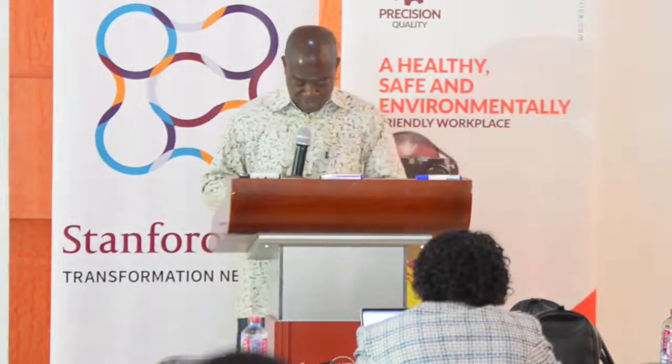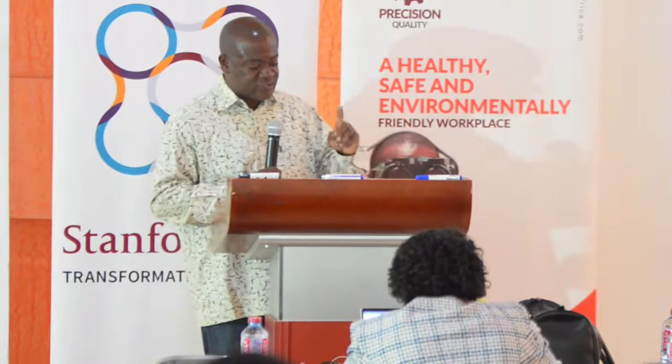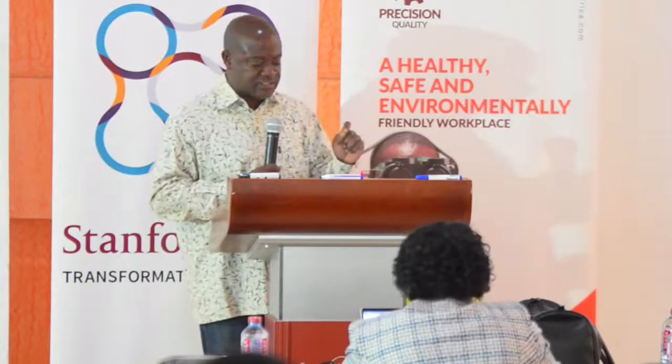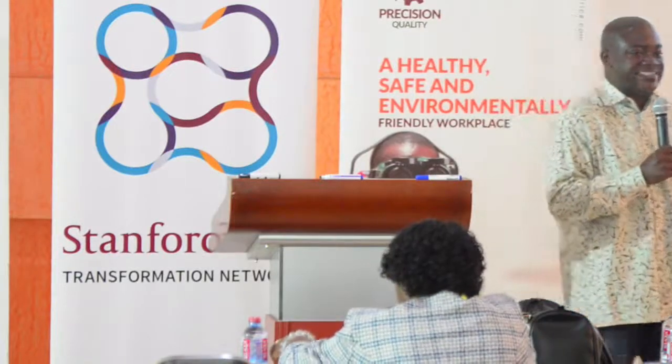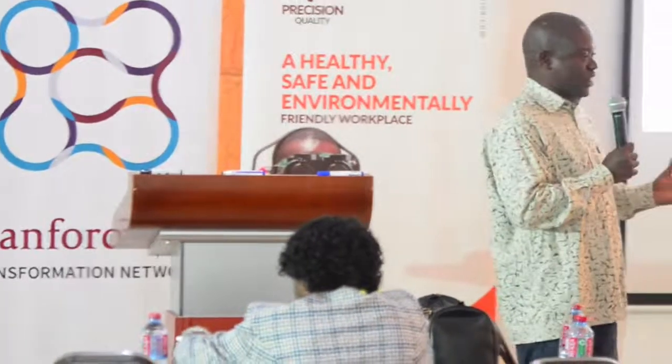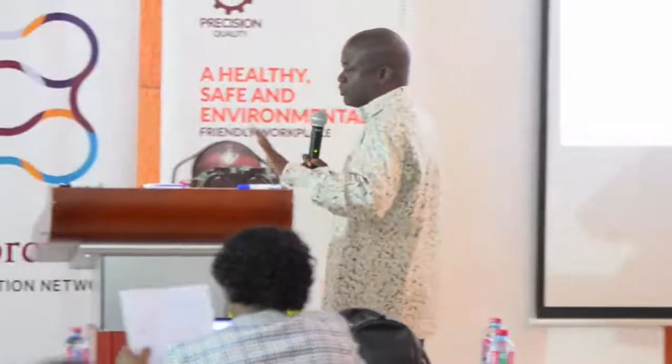How do you do this? There are 2 ways of achieving this. People should be effectively utilized within the constraints of other operations management decisions. And then people should have a reasonable quality of work life in an atmosphere of mutual trust and commitment. You see, if your employee doesn't trust the environment within which he works, it creates a basic problem for you. It creates a foundational problem for you.